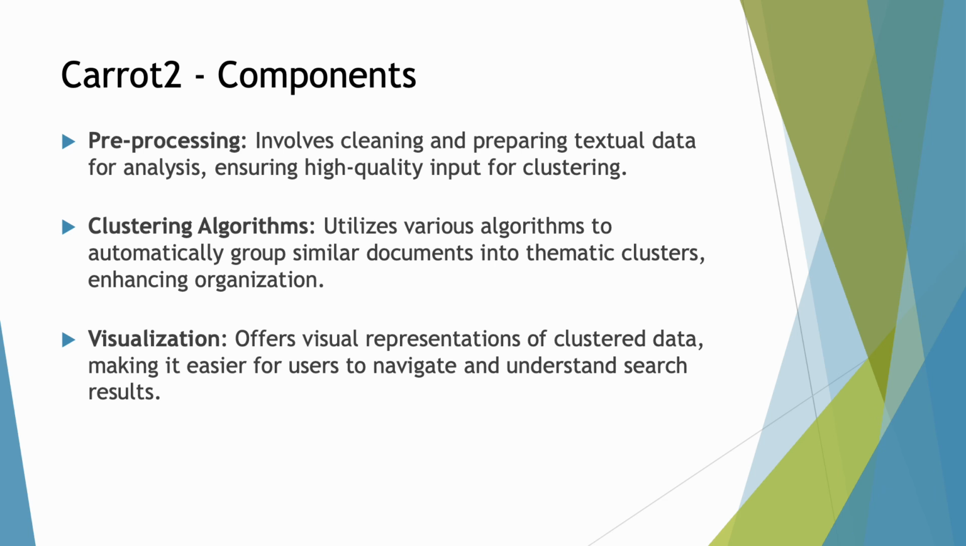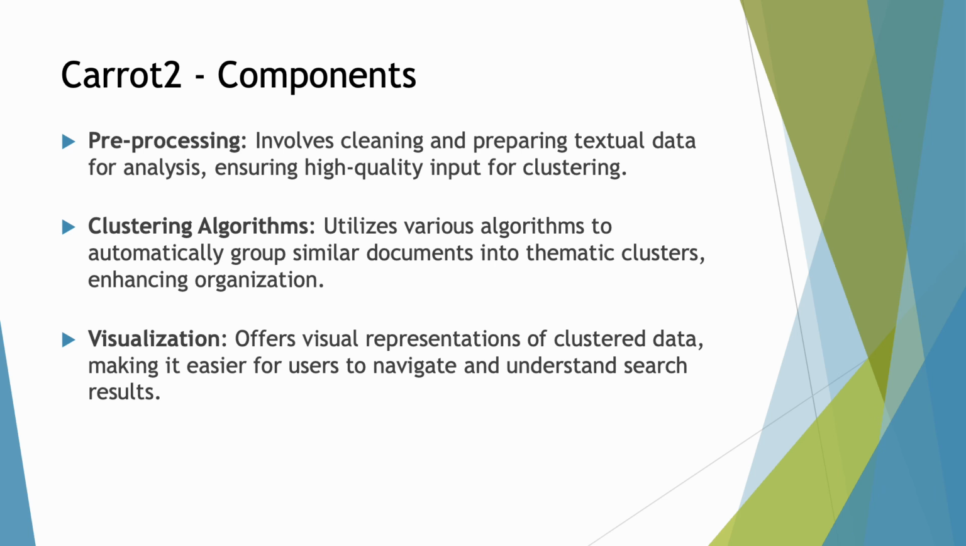When we retrieve the information, we first need to pre-process the data, which involves cleaning and sending high quality input to the next process, which is clustering. Carrot 2 has various algorithms which are used for clustering similar documents into thematic clusters, which means that documents which have similarity will be clustered together, so we can view them as similar types of documents.